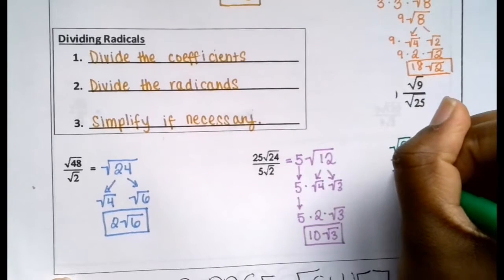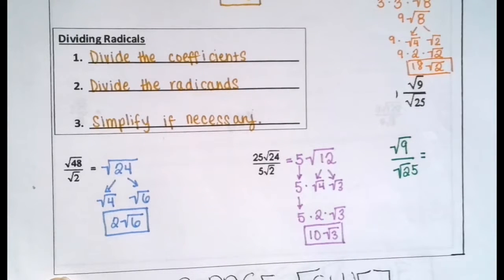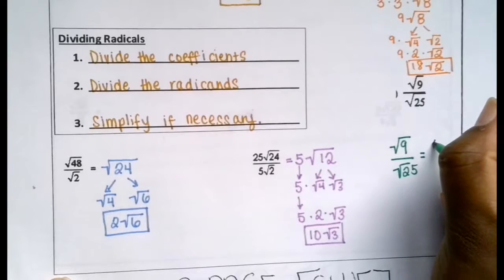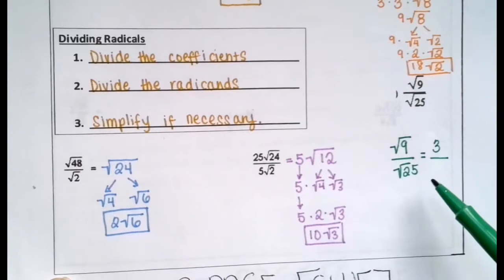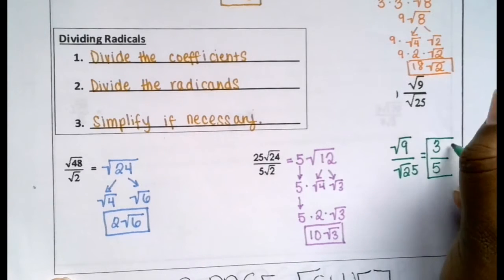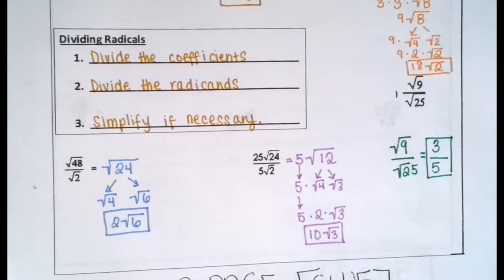Alright, so let's do our last example. We have root 9 divided by root 25. In this case, both of these happen to both be perfect squares. The square root of 9 is 3. The square root of 25 is 5. And then I come out with the answer of 3 divided by 5. And this fraction is also in simplest terms, so I'm done right here.